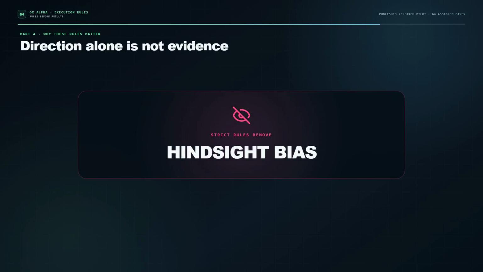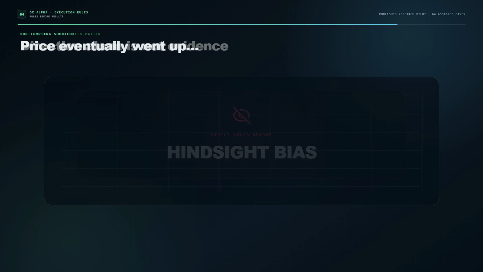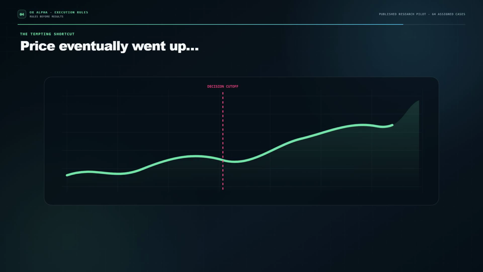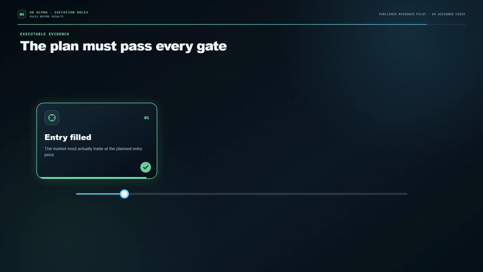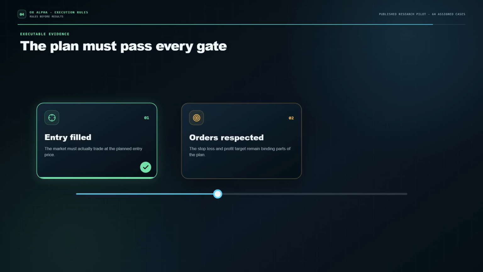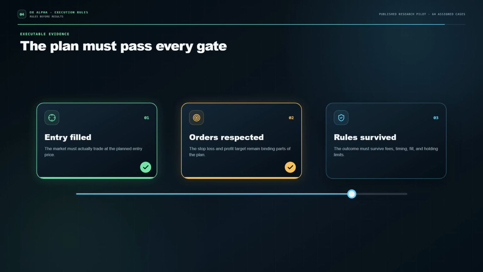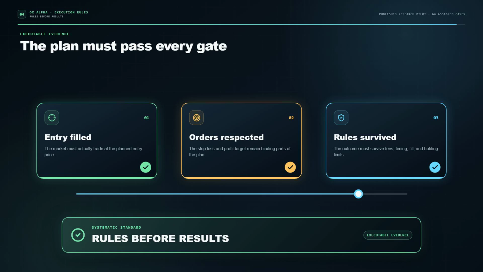Why do these strict rules matter so much? Because they completely eliminate hindsight biases. We cannot just look at a chart after the fact and say, well, price eventually went up, so the long was correct. No, the entry must actually get filled. The stop loss and target must be respected, and the plan has to survive real world execution rules, just like in a systematic trading strategy.